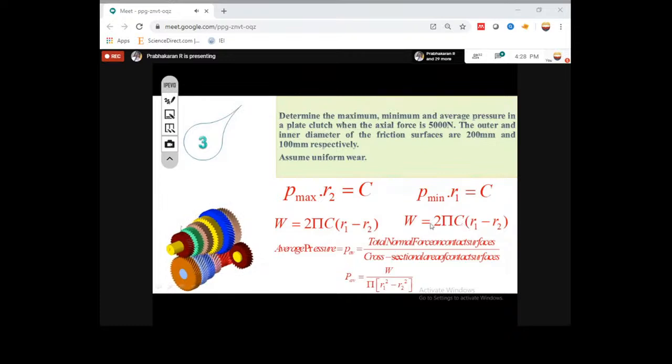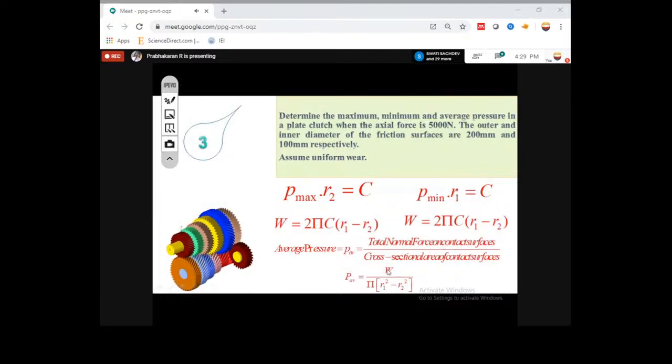So I can find out the P minimum value. This is the way you can find out P max as well as the P minimum. Average pressure means, so there is a very technical concept: total normal force on contact surface divided by area. I mean, pressure equals force by area.